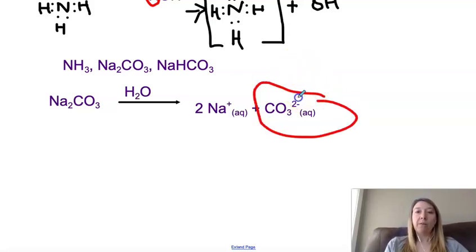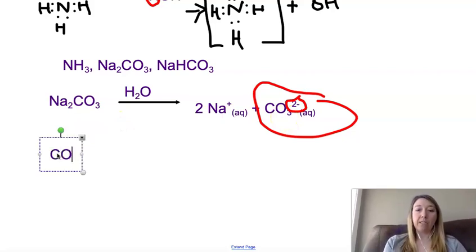And the reason I care about it is this -2 charge. Okay, because it has that, that means it has the ability to accept 2 protons. So when we look at these non-classic bases, in the case of sodium carbonate and sodium hydrogen carbonate, there's actually a couple reactions that happen. The first one is going to be to dissociate it, which is what we just did. The next thing is to recognize what part of it is the base, which in this case is the part with the negative charge, and that's because hydrogen has a positive charge.